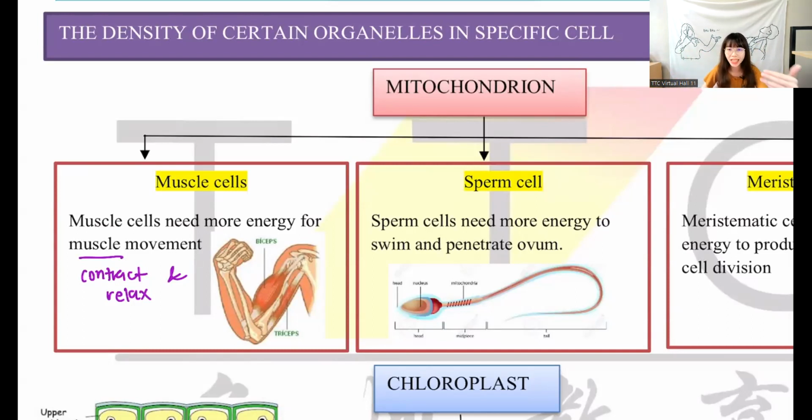Sperm cell also requires a lot of energy. Why? Because sperm cell has to swim, right? Where do they swim to? They will swim to the ovum in the fallopian tube. To carry out fertilization, they will penetrate the ovum. Without the mitochondria, the sperm cell cannot move. When sperm cell cannot move, it means the sperm cell is useless because the purpose of sperm cell is to allow fertilization to take place, right? So for sperm cell to have mitochondria at this area is very important.